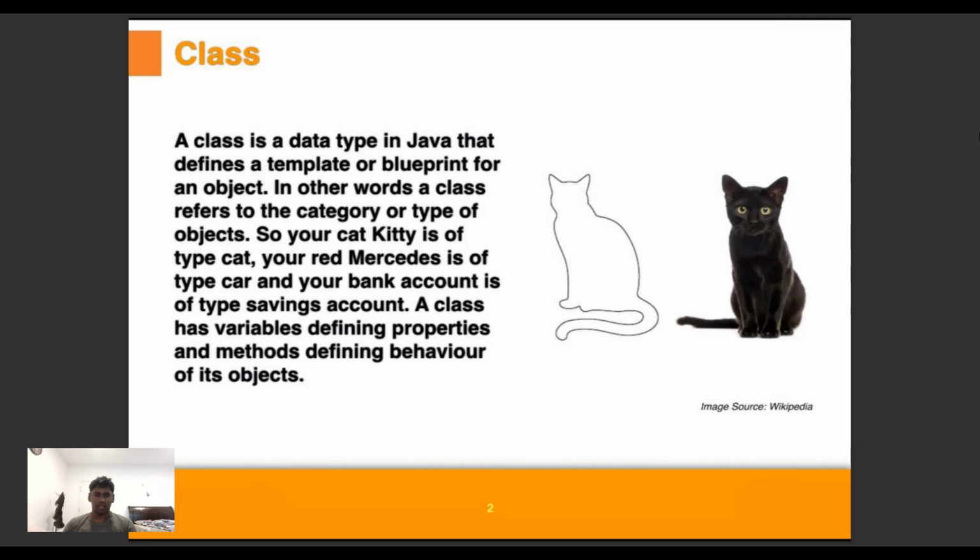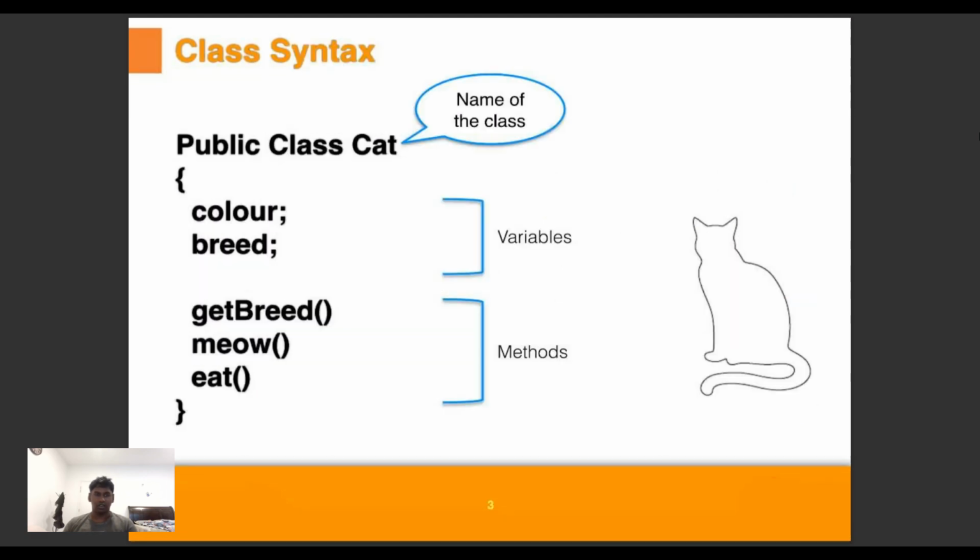So let's say your cat Kitty is of type cat, your red Mercedes is of type car, and your bank account is of type savings account. A class has variables defining properties and methods defining behavior of its objects. Here is the basic syntax of creating a class.